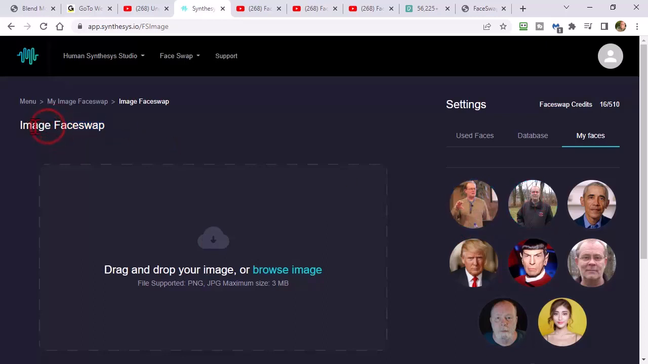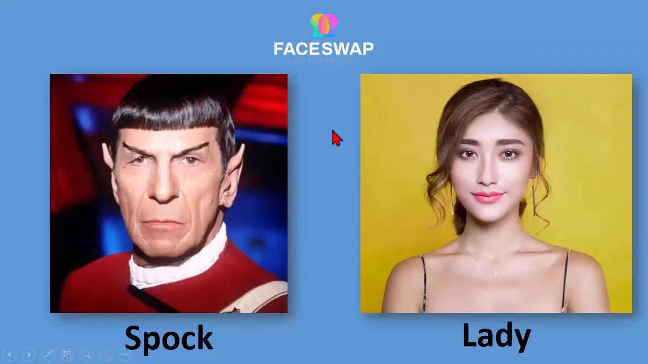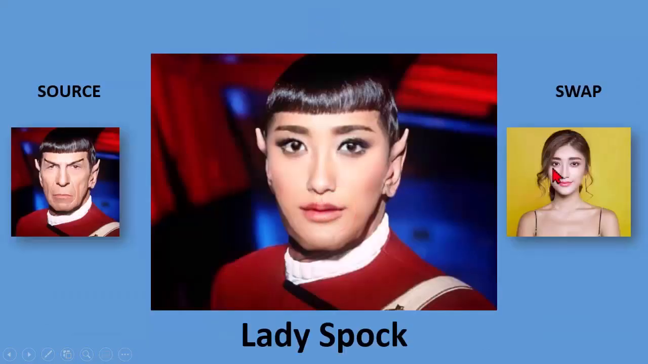Okay, we're doing an image face swap here. So let me just show you what something like that might look like. So here using face swap, I have two images. I have Mr. Spock and I have this pretty lady. So it depends on how you go ahead and do it. If Mr. Spock is the source and the pretty lady is the face that I've decided I want to swap in, this is the kind of thing that you get. You get Lady Spock.